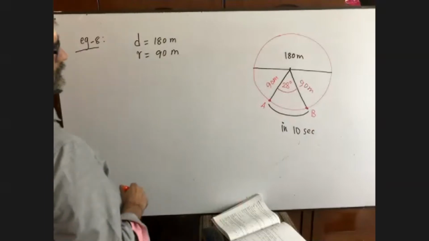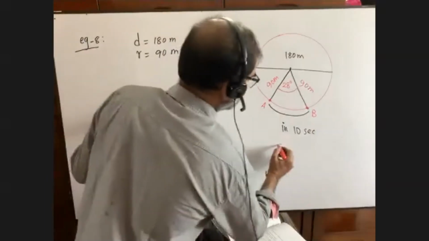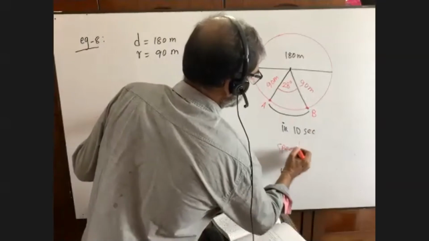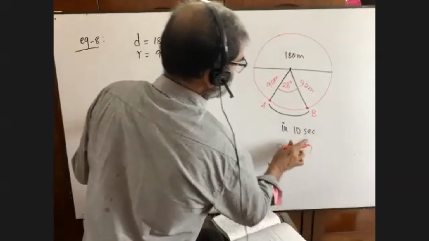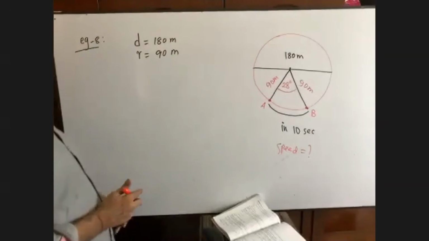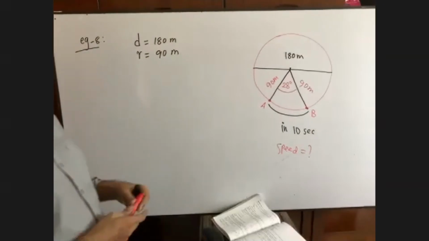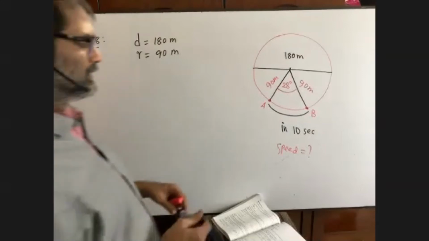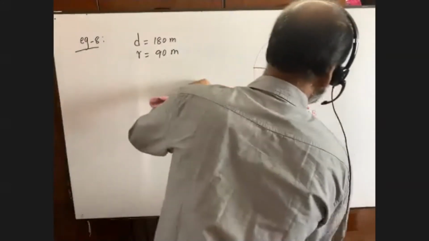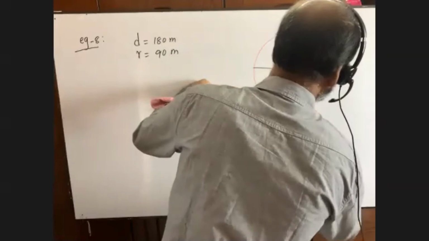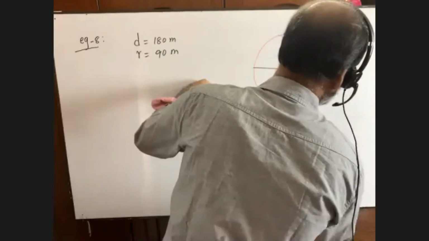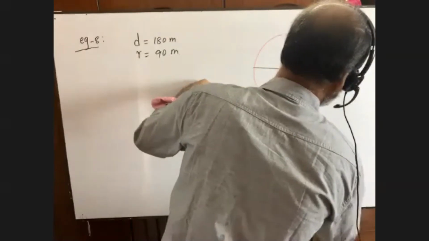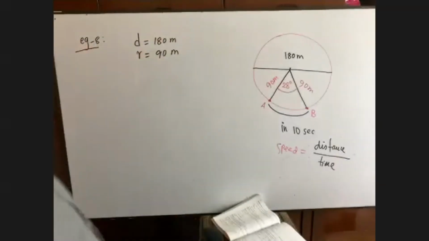So, what is the speed? Speed means what? The most important math in the whole book. What is the meaning of speed? Distance by time. That's good. Now you see in this question, time is given.